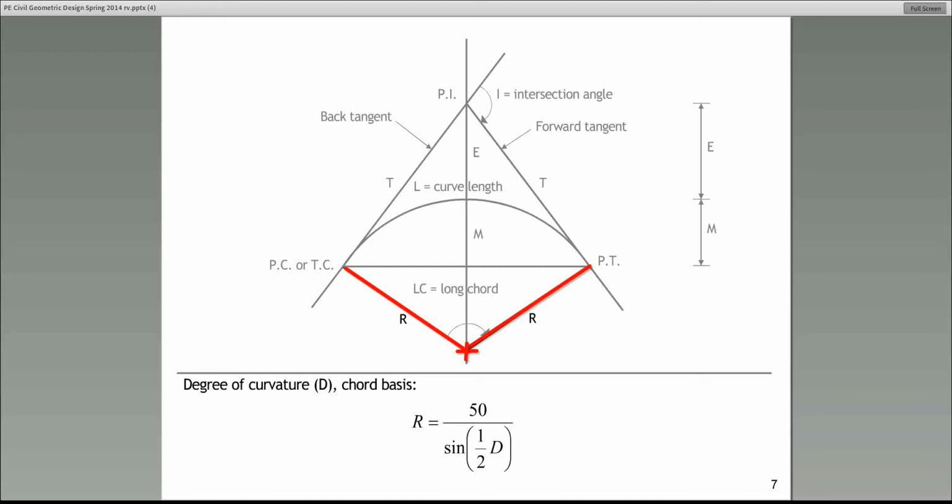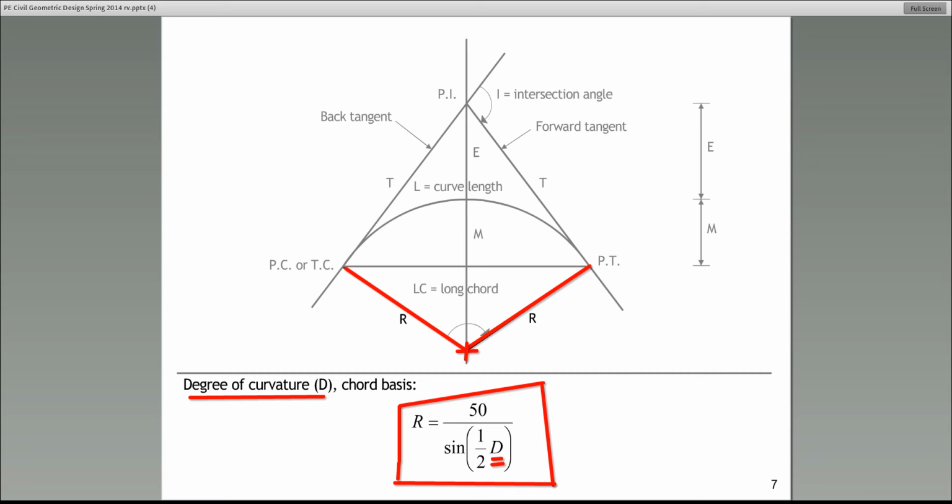Now, the equation at the bottom of this page, and I'll place it in this box, is a very important equation, so make a note of it, please. R is equal to 50 divided by sine of 1/2 D. Obviously, R is the radius. But this equation gives you the degree of curvature, which is D. Take a look at this equation.